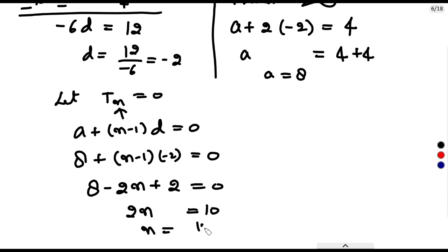N is equal to 5, means fifth term of this series is 0.